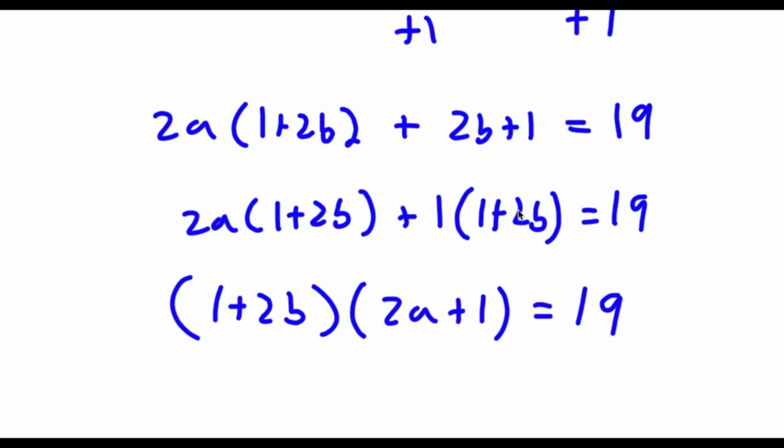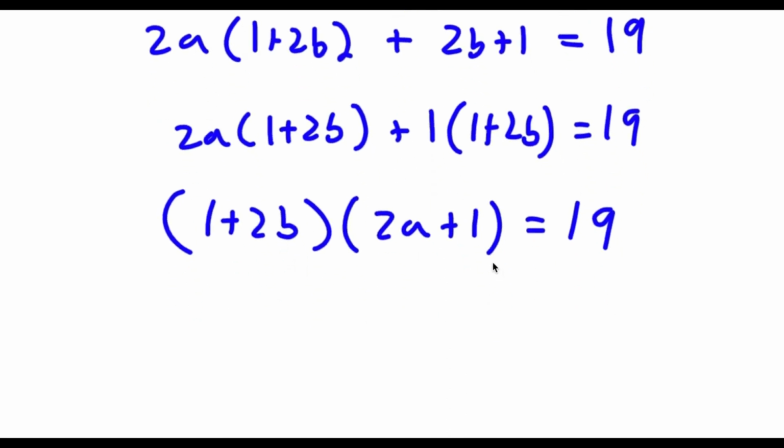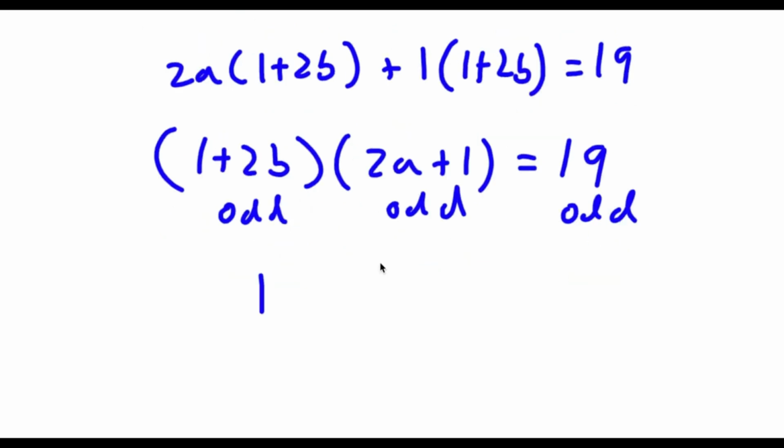So now, as you can see, all three of these are going to be odd, because 2 times any number is going to be even, and an even number plus 1 is going to be odd. So same goes with 2a and 2b. So this is odd, and 19 is also odd. So now, if I set 1 plus 2b equal to 1, then this means that 2a plus 1 has to equal 19, because 1 times 19 is equal to 19.